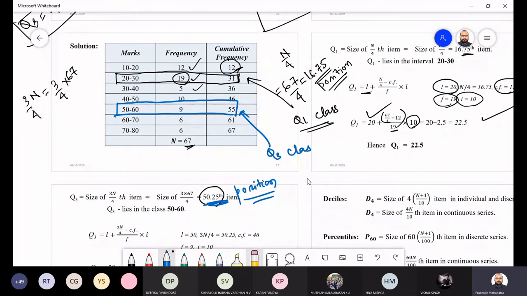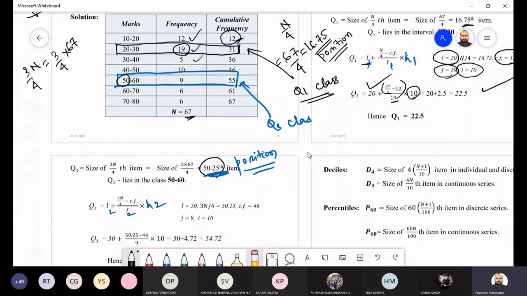So you can write here L1, here you can write L2, okay? Here you can write F1, here F2, this you can take H1, here you can write H2. So what is L2 value here? L2 value is 50. Getting or not? L2 value is 50.